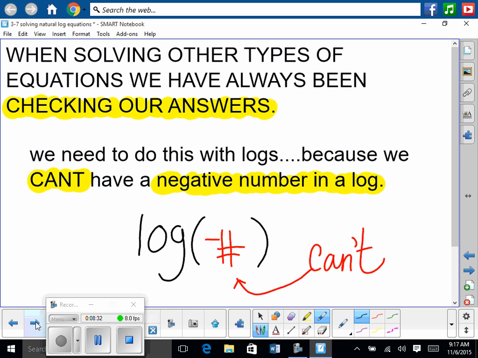All right. Okay, so now everybody listen, this is very important. So now I'm doing a little aside. So besides the fact, when solving other types of equations, we've been checking our answers, right?